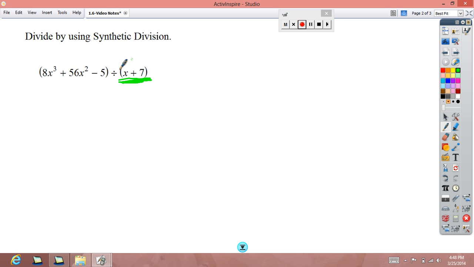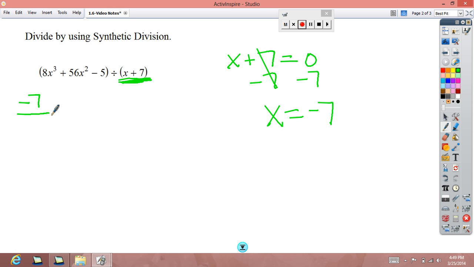So again, the first thing I need to do is set this equal to 0 to solve for my c value. We've done this before. So x plus 7 equals 0. Solve for x: x equals negative 7. Okay, this value is what I'm going to put out here in a little half box. Okay, then next to it, I'm going to write the coefficients of my original term. So I have 8x cubed plus 56x squared minus 5.